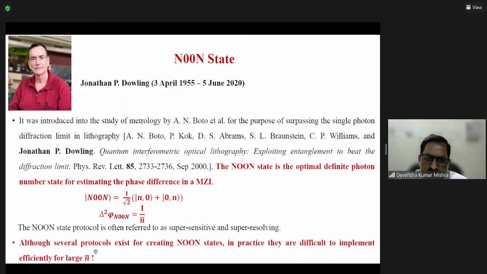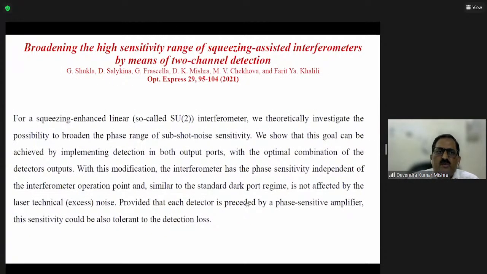Although several protocols exist for creating NOON states, in practice they are difficult to implement efficiently for a large number of photons. Our attempt is to study squeezing assisted interferometers by using two-channel detection. We proposed two-channel detection, which is a generalized version of the single intensity detection as well as the intensity difference detection method. Here, for a squeezing enhanced linear interferometer, we theoretically investigate the possibility to broaden the phase range of sub-shot noise sensitivity. We saw that this goal can be achieved by implementing detection in both output ports with the optimal combination of the detector outputs.